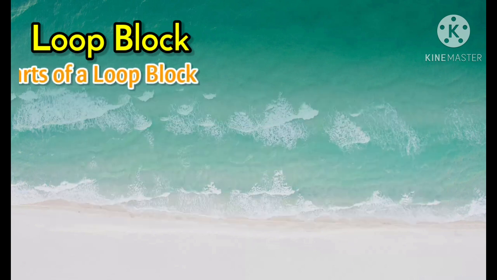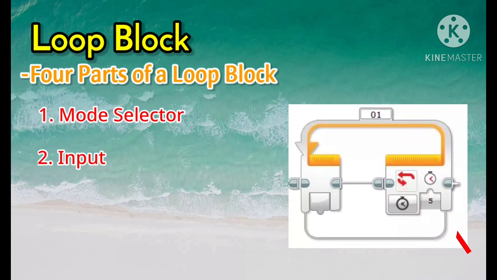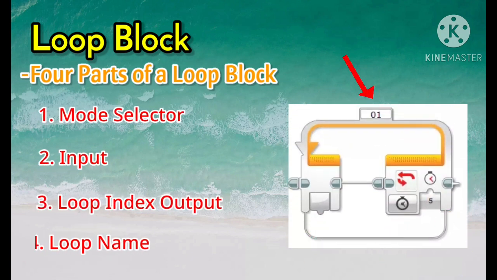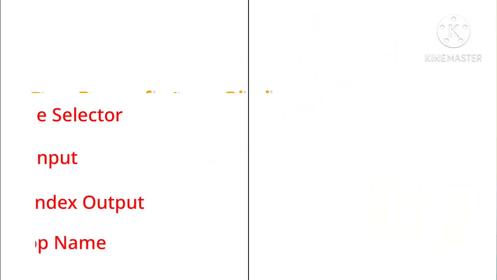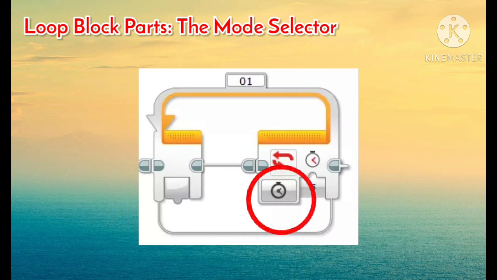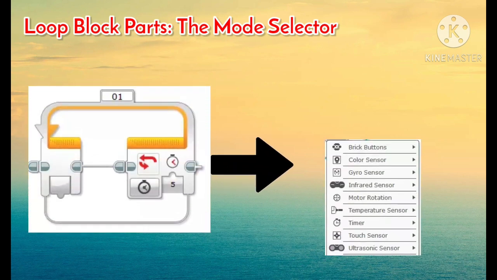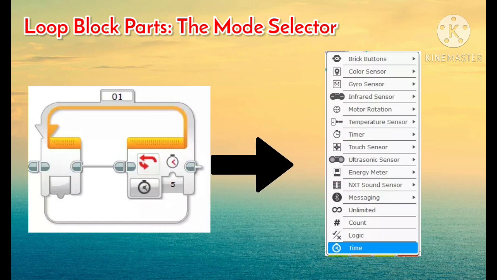There are 4 parts to a loop block: the mode selector, input, the loop index output, and loop name. We will be going through these parts and explain what they do. The mode selector is the first part that we will be tackling. The mode selector controls how your loop block is going to repeat. The different modes specify the threshold that is needed to be met for our loop to stop.